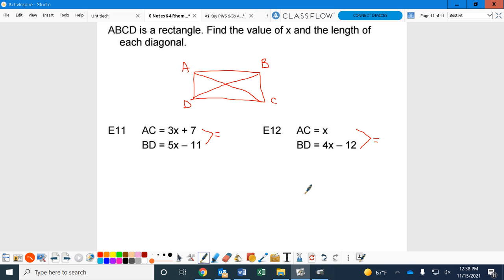So guys, these are not complicated problems. They're just set equal to each other. 3x plus 7 is going to have to equal 5x minus 11. Which x would y'all move? 3x. That'd make it 7 equals 5x minus 3x is 2x minus 11. Right, add 11, add 11. 18 equals 2x. Divide by 2, and 9 equals x.